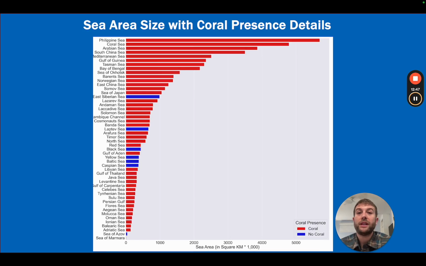This last visualization looks at the same sea area bar graph, but with a focus on coral presence. Specifically looking at the black and yellow seas, coral is absent from both, showing that silt and sulfide is a major factor to this absence, but not the only one, as there are 5 other seas with coral absence.